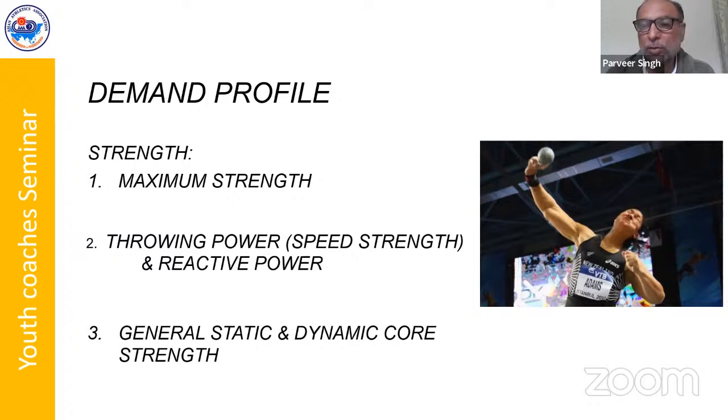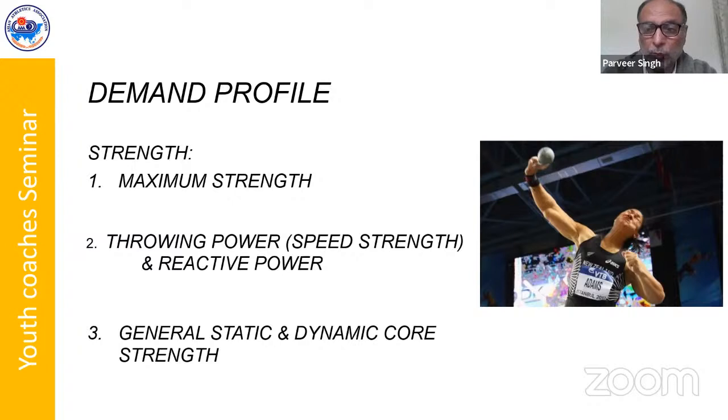In javelin throw, at international level, the javelin is released at a velocity of 28-29 meters per second, whereas shot put, a heavy implement, is also released at nearly 15 to 16 meters per second. This is the release velocity. So it is a highly explosive event. All the throwing events are highly explosive, and they require high speed for good performance.